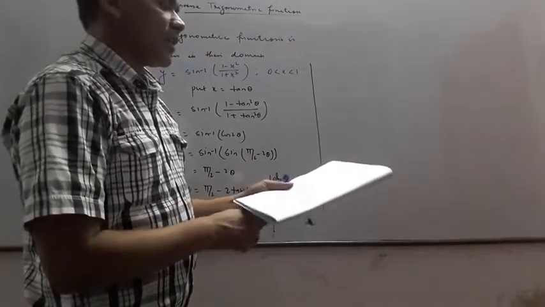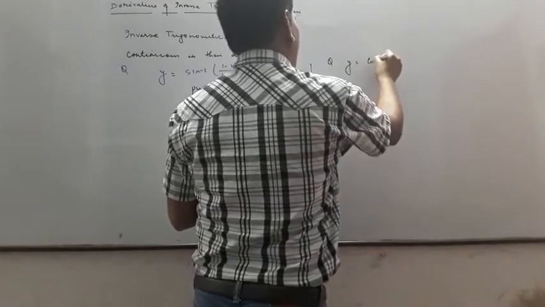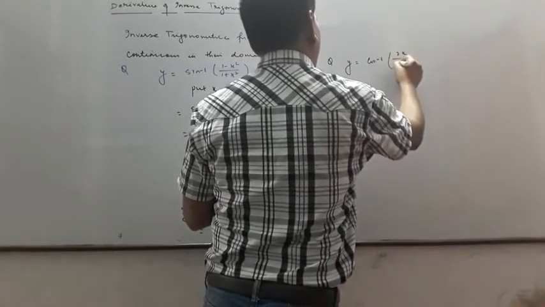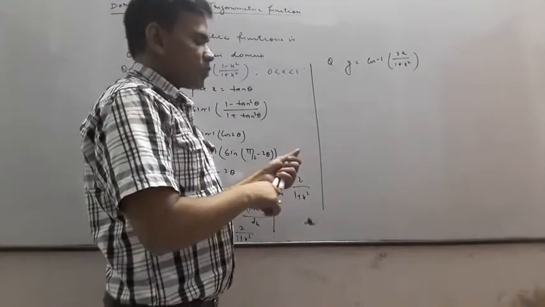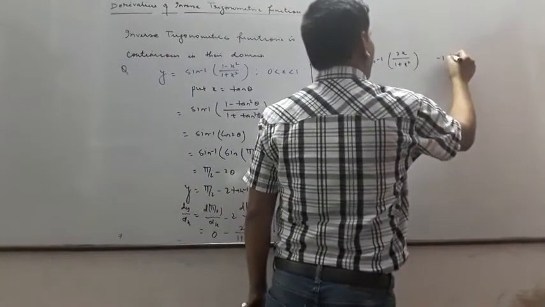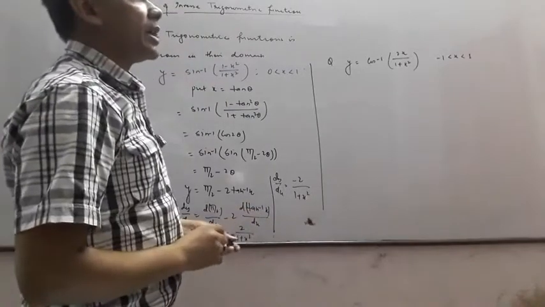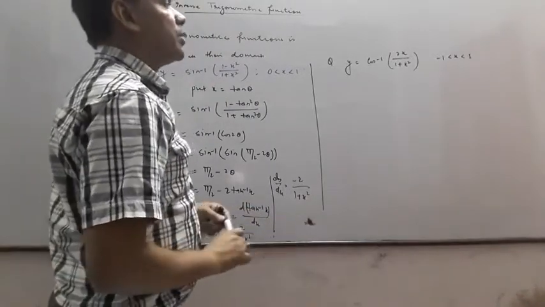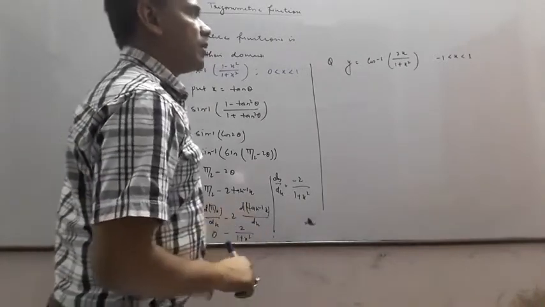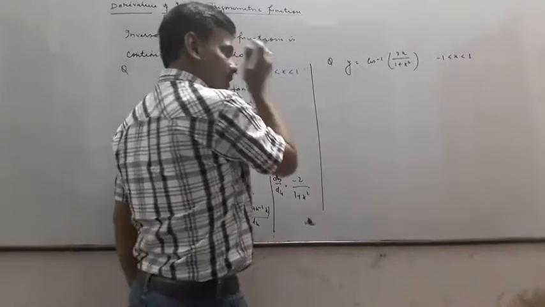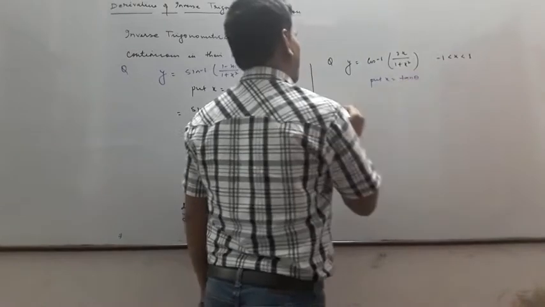Next question is here: y equals cos inverse of 2x over 1 plus x square. The restriction is minus 1 less than x less than 1. What will you suppose in this case? Again I am telling you to put x equal to tan theta.